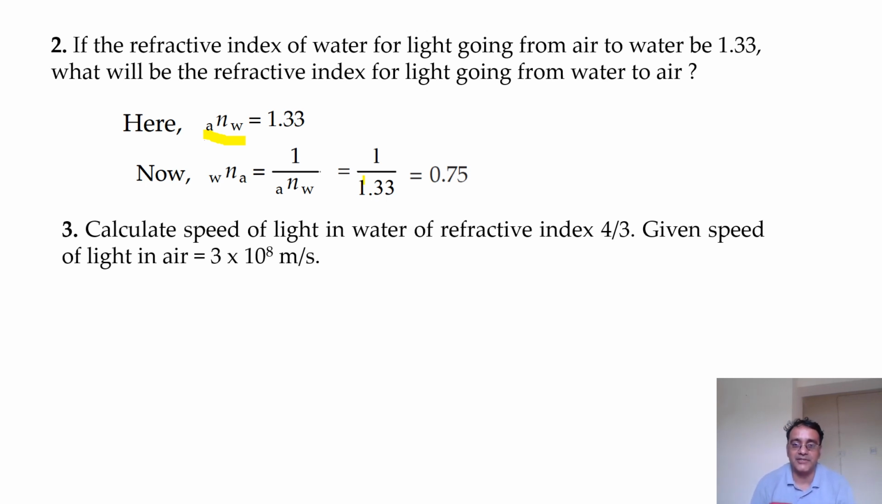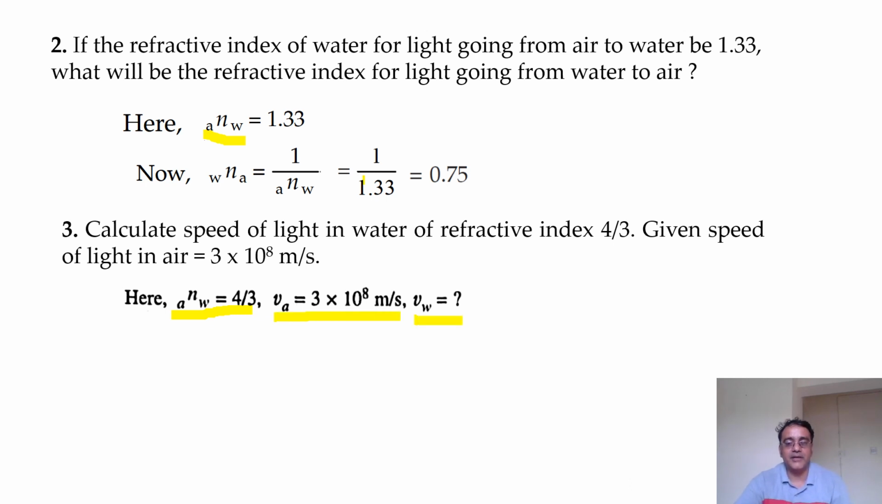Now we'll move towards question number 3. Calculate the speed of light in water of refractive index 4 by 3, given the speed of light in air is 3 into 10 to the power 8. Okay. So refractive index का formula हम लोग use करेंगे. यहाँ पे क्या क्या दिया हुआ है? First of all, the refractive index of water is given with respect to air, and VA is the speed of light in air, and we have to find VW, that is the speed of light in water. So we will use this relation: NW with respect to A is equal to VA upon VW.